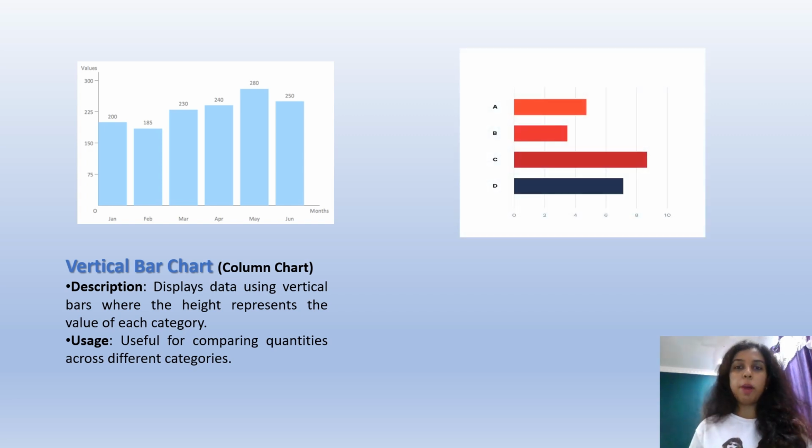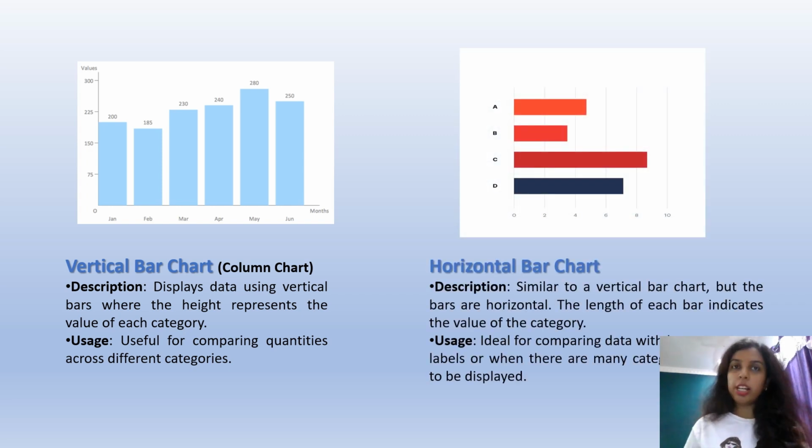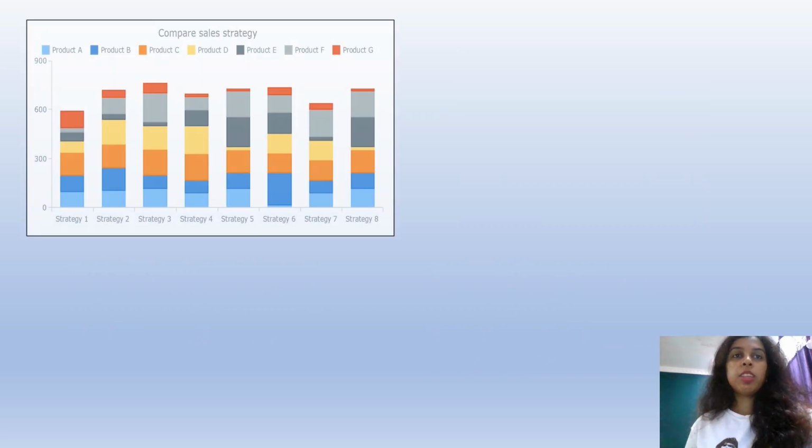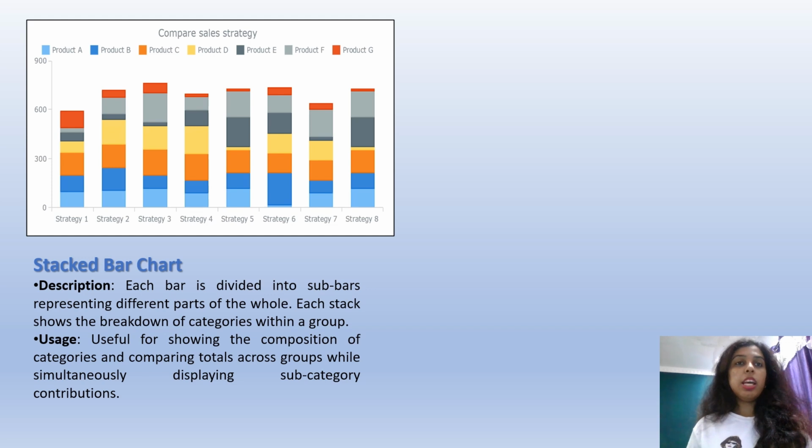Then comes horizontal bar chart. Similar to vertical bar chart, but the bars are horizontal. The length of each bar indicates the value of the category. Next comes stacked bar chart. Each bar is divided into sub-bars representing different parts of the whole. Each stack shows the breakdown of categories within a group. These are useful for showing the composition of categories and comparing totals across groups while simultaneously displaying subcategory contributions.